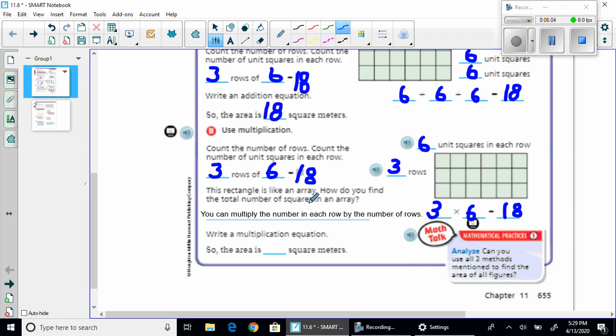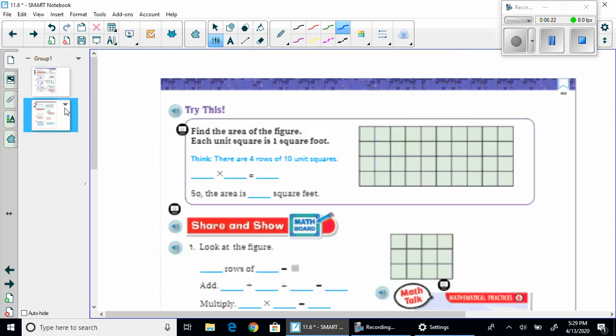Okay? All right, so the last part is asking us for our answer. We went ahead and we solved our equation. We said 3 groups or 3 rows of 6 would be 18 unit squares or square meters. So we're going to go ahead and write 18 square meters. Okay, I'll go on to the next page here.